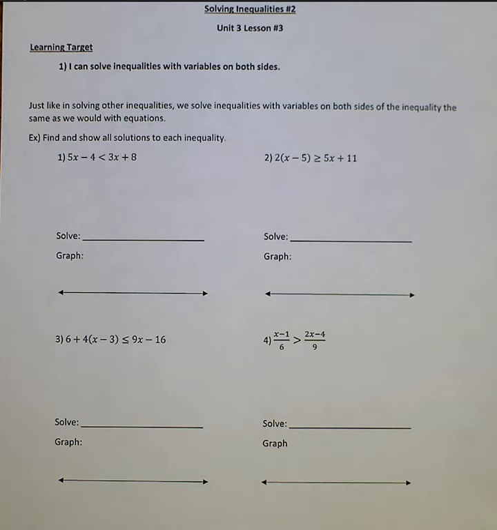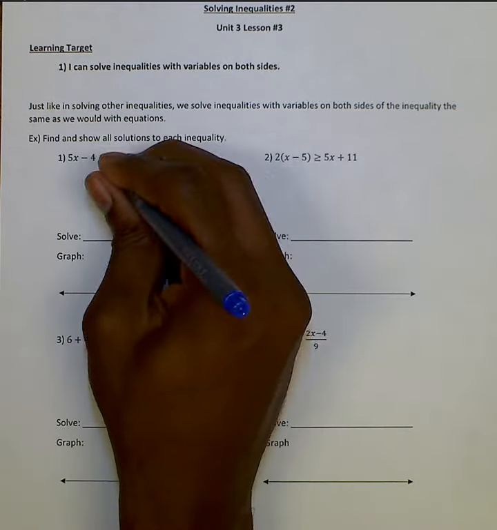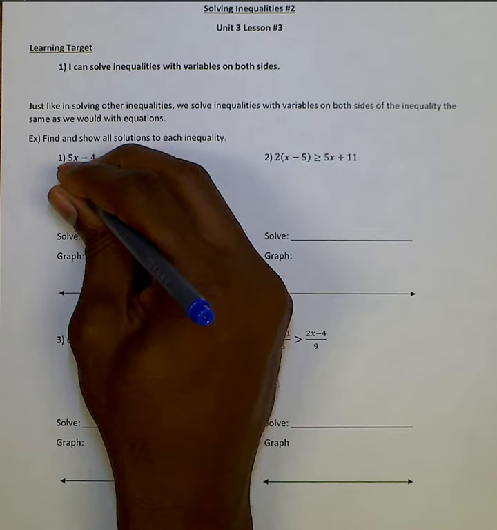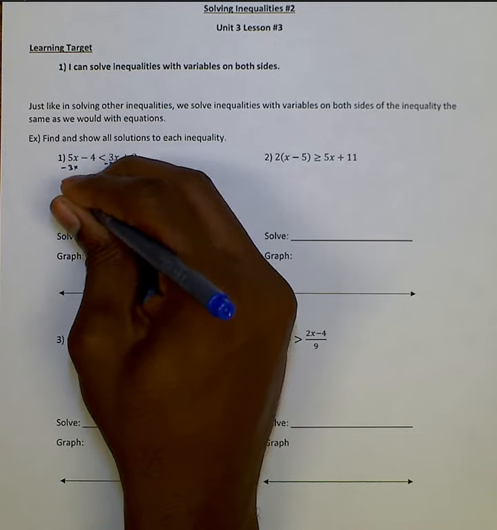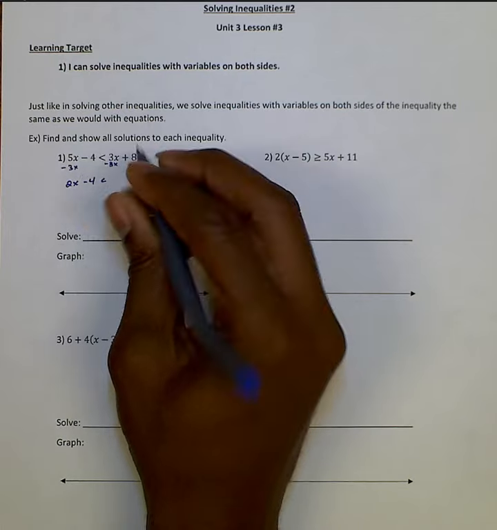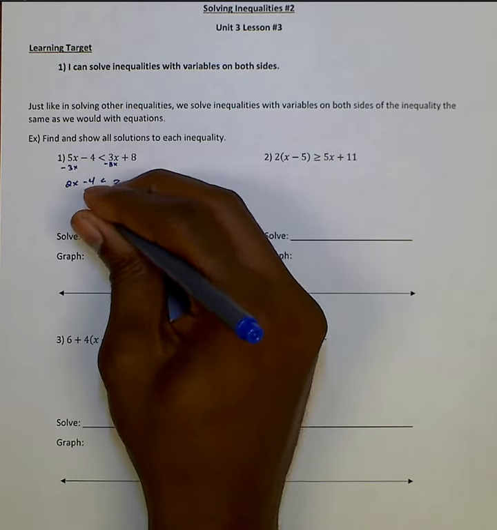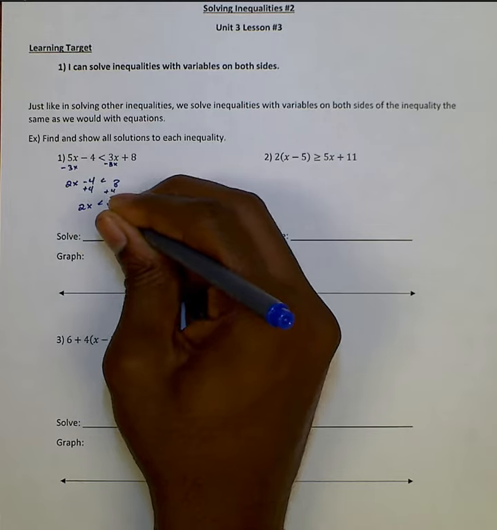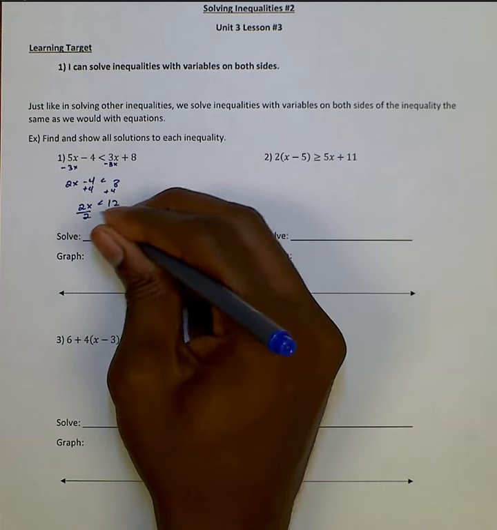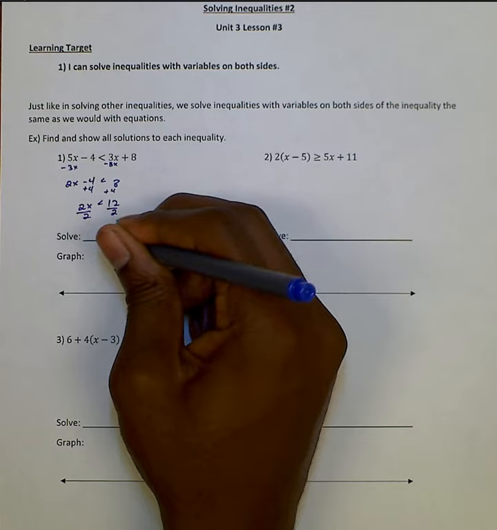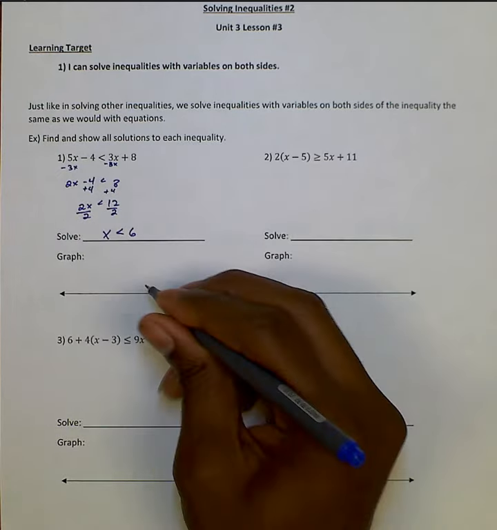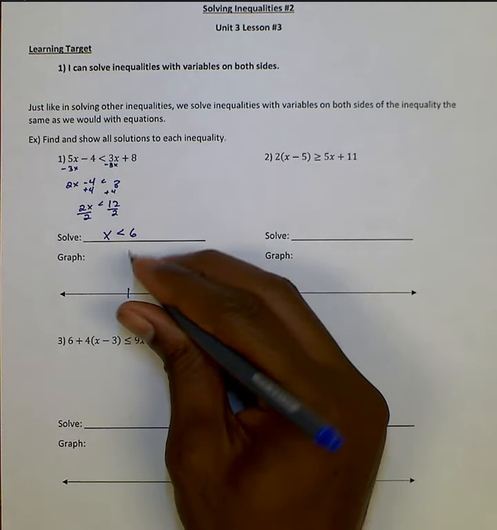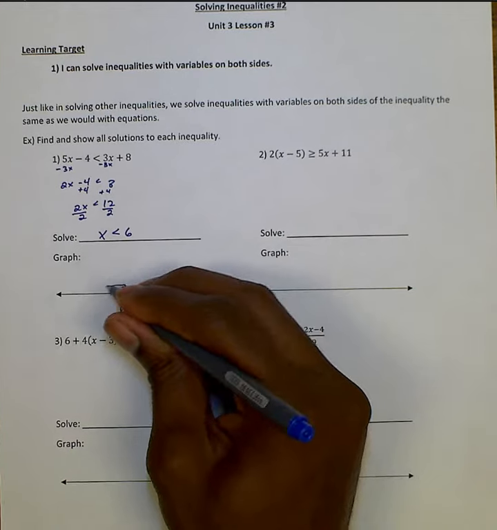First problem, we have 5x minus 4 is less than 3x plus 8. We're just trying to get the x's together, so I'm going to subtract 3x from both sides. 2x minus 4 is less than 8. Add 4 to both sides, so 2x is less than 12. And then divide by 2, and we get x is less than 6. Less than means open circle, going to the left.